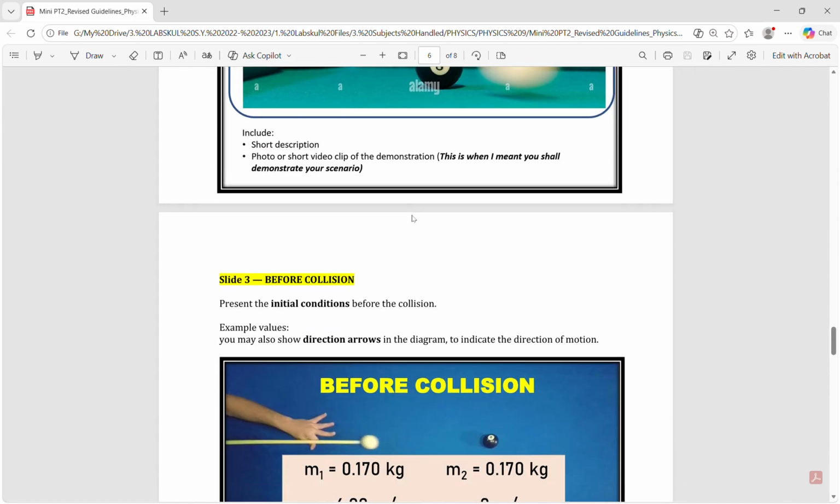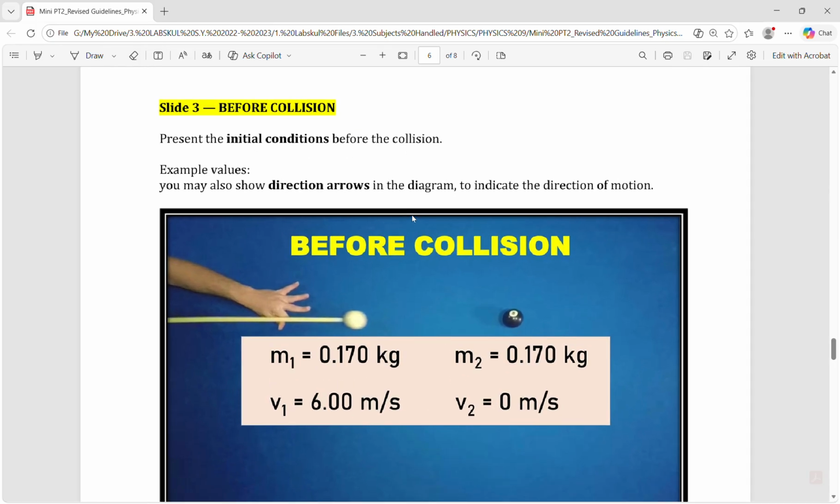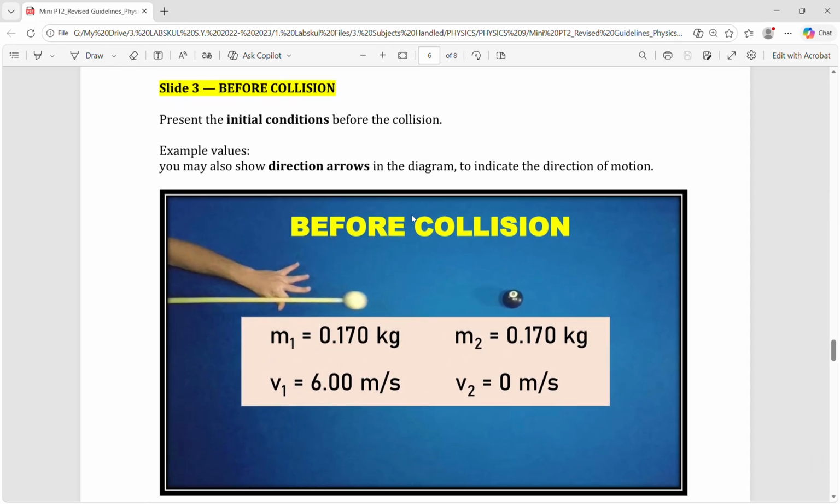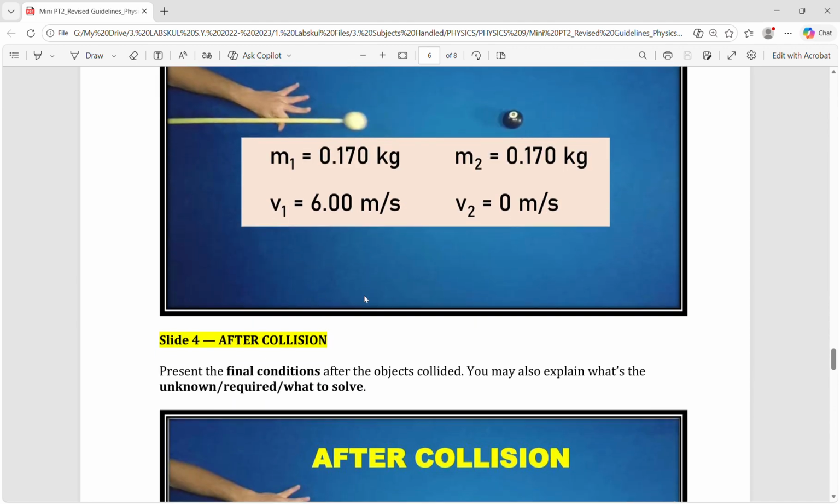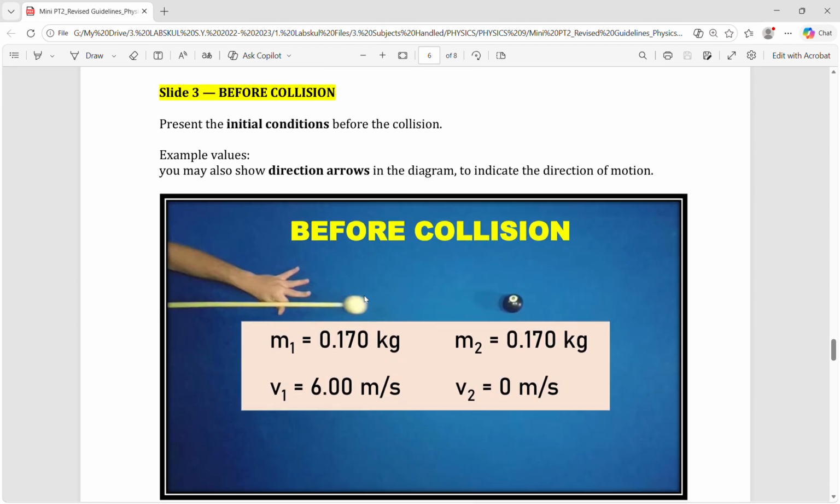For slide number 3, present the initial conditions before the collision. If my scenario is a collision via billiard balls, I will just show the givens. If you have an arrow to show the motion, you can add that. Include the mass and velocity of the first object, as well as the mass and velocity of the second object involved in the collision shown in the video or picture presented earlier. That's only for slide number 3, before collision.